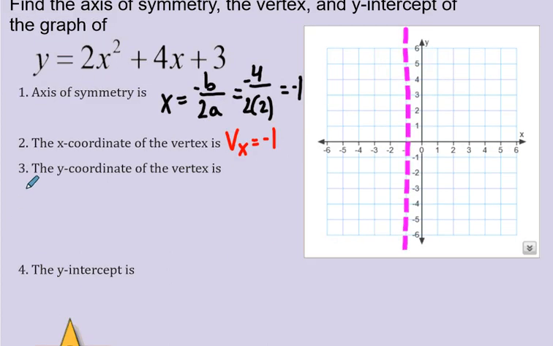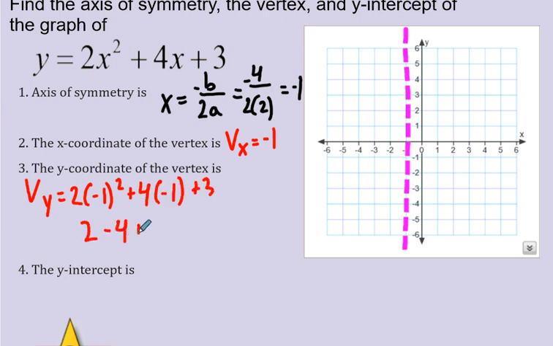The y-coordinate of the vertex I get by putting negative 1 into my equation for x. So 2 times negative 1 squared plus 4 times negative 1 plus 3. That'll lead us to 2 minus 4 plus 3, which I believe is 1. So right there is the vertex's y-coordinate at 1 when x is negative 1. And then the y-intercept is this guy right here, 0, 3.